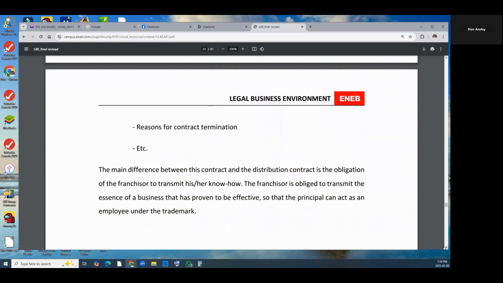Main difference between this contract and the distribution contract is the obligation of the franchisor to transmit his or her know-how. Franchisor is obliged to transmit the essence of the business that is proven to be effective so that the principal can act as an employee under the trademark.